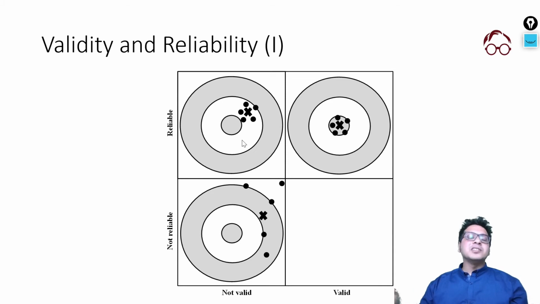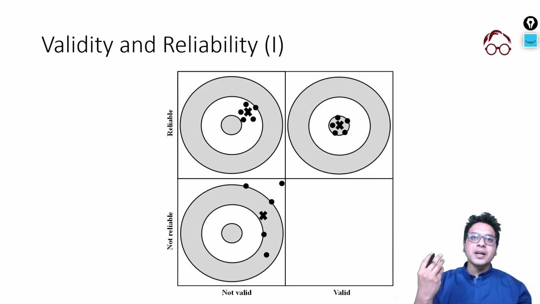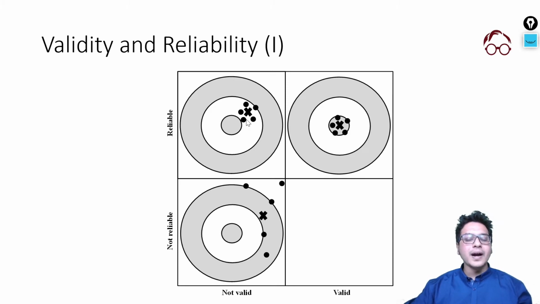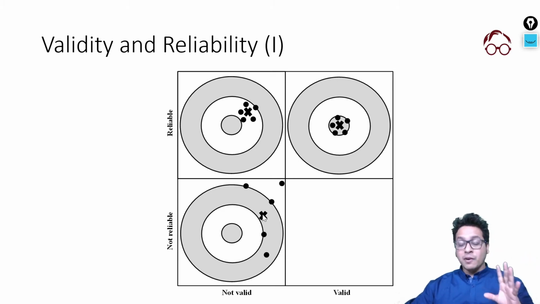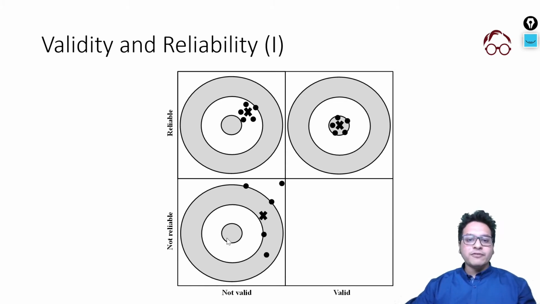The concept of reliability is that the items measure something in a reliable way. For example, here all the items are closer together. They measure something, but it is not valid, so they are not measuring what we are supposed to measure, but they are still measuring something. In this other case, it is not reliable and not valid. The scores of the items are very dispersed, and the average is also far from the bullseye.